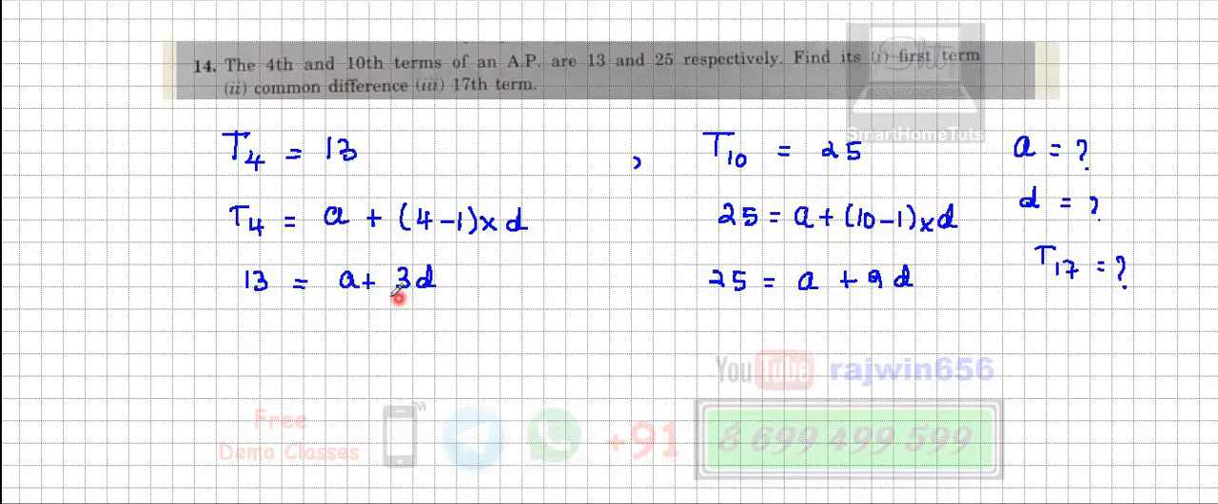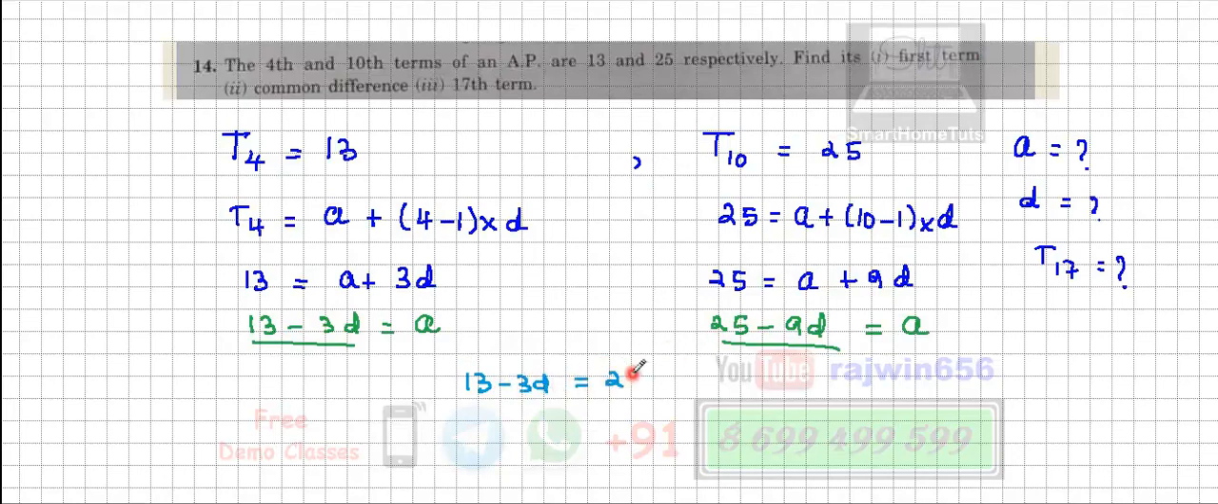What I'm going to do over here is equate with A. 13 minus 3D is equal to A. Same way I'll transfer this 9D over here: 25 minus 9D is equal to A. Now both of these are A, so both of these terms have to be equal. So 13 minus 3D is equal to 25 minus 9D.